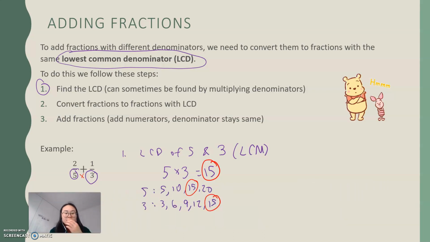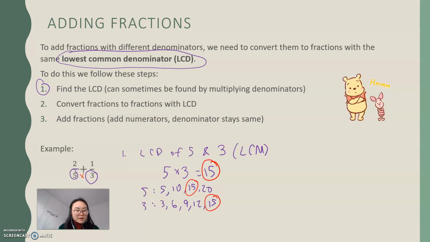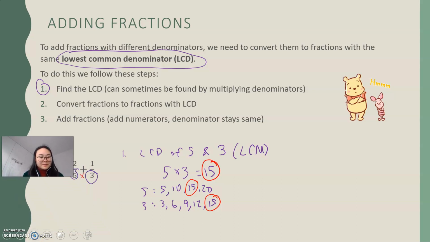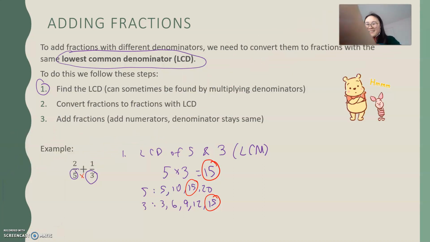Alright. Okay, step 2 says convert the fractions to fractions with the same lowest common denominator. I'm going to put my face up there, that's better. Okay, so step 2. I'll start with 2/5. So I want to write 2/5 as something over 15.